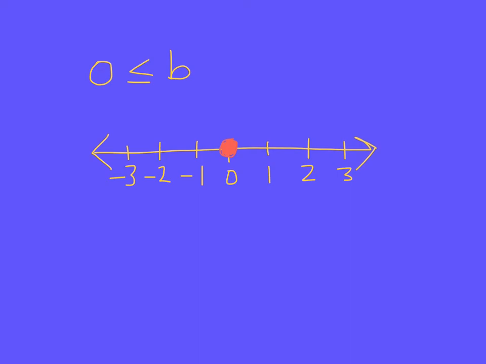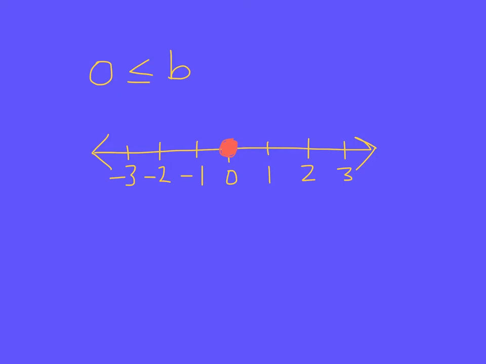Now I can do my test. So 0 is less than or equal to b. Let's try 1. If I had 1 and I filled that in, is 0 less than or equal to 1? Yeah. So 0 is less than 1. Let's try it over here. Is 0 less than or equal to negative 2? No, negative 2 is less than 0. So that one wouldn't work.